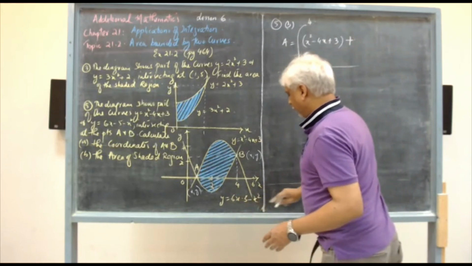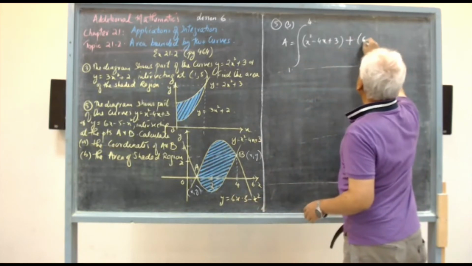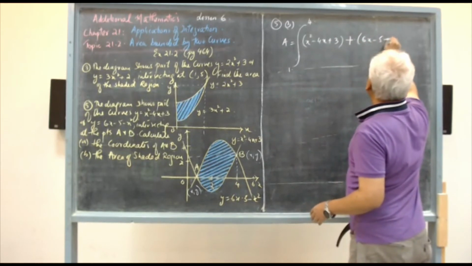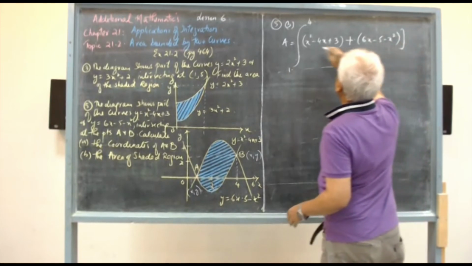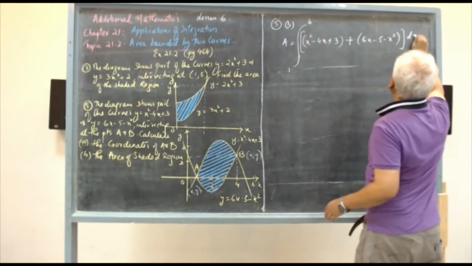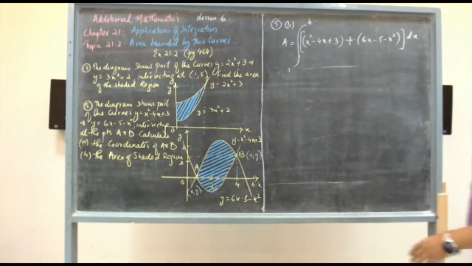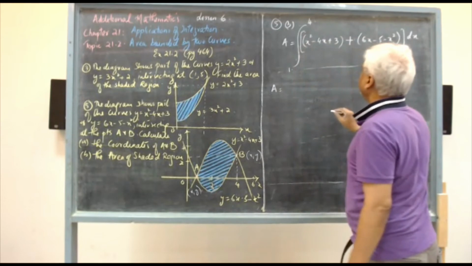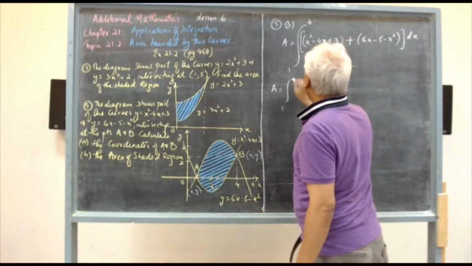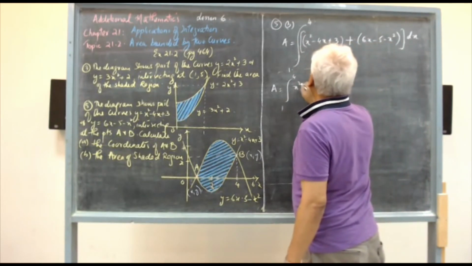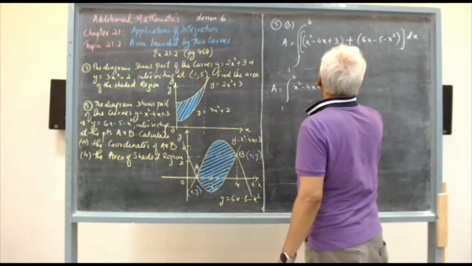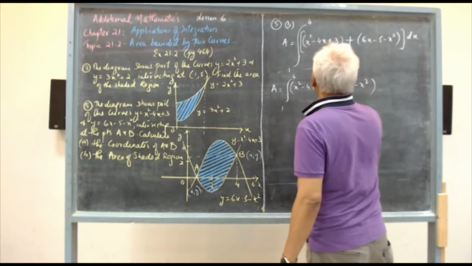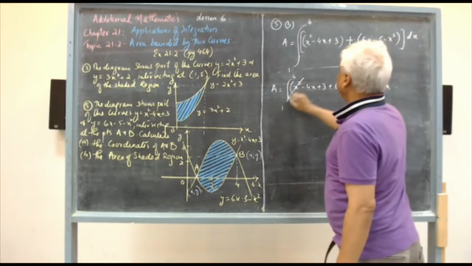And the equation for the lower curve is 6x minus 5 minus x squared, the whole thing dx, because we are integrating with respect to x. Right. So the area of the shaded region is now equal to the integral from 1 to 4 of x squared minus 4x plus 3 plus 6x minus 5 minus x squared dx. The x squared and minus x squared will cancel.